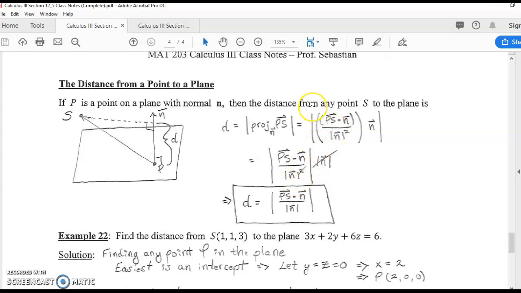So if I simplify that, think of these lengths as absolute values. So I have the length of n divided by the length of n squared. That cancels out one of them. So I get the absolute value. Distance is the absolute value of the dot product of PS dot n divided by the length of n. So it's a nice tight formula.